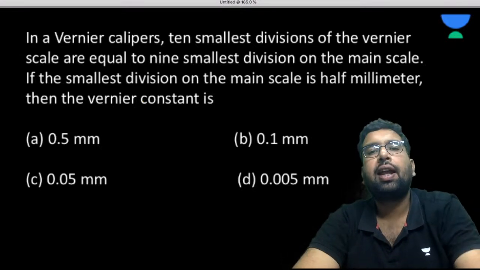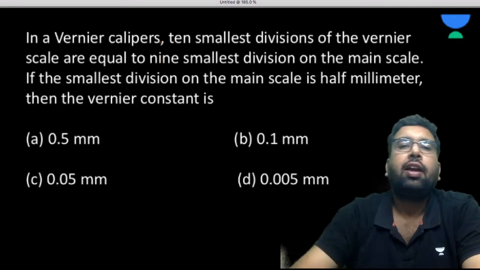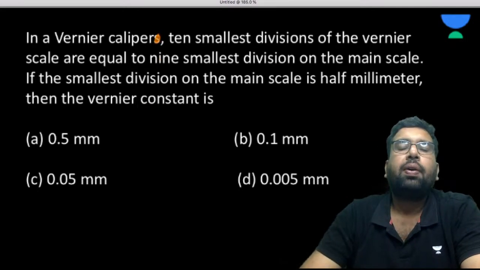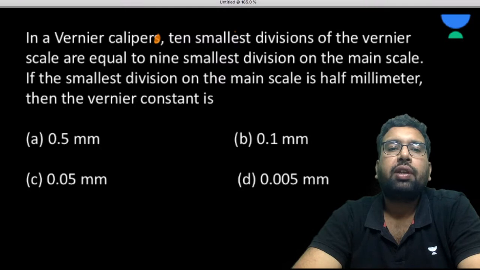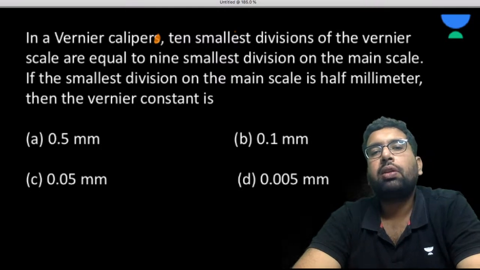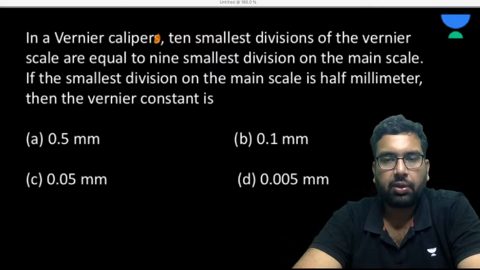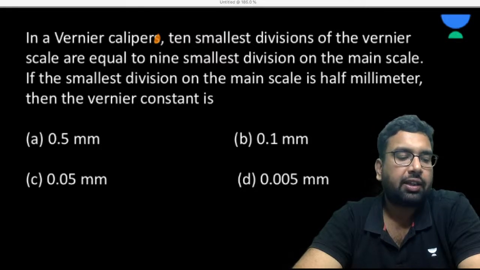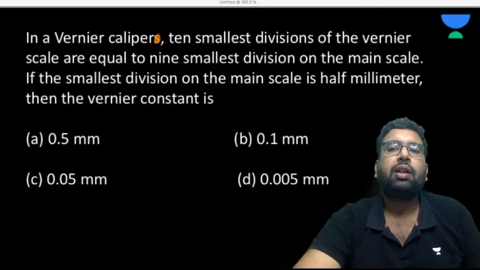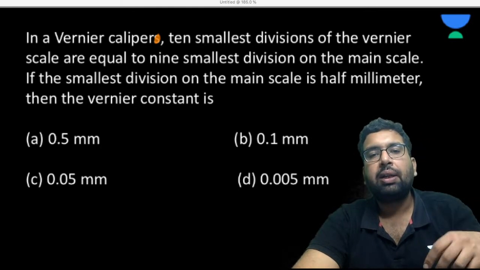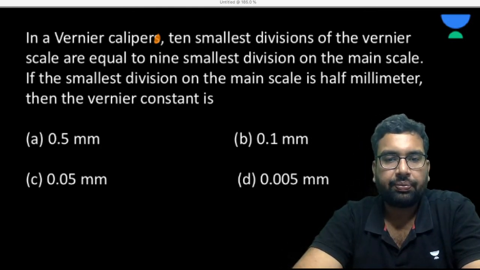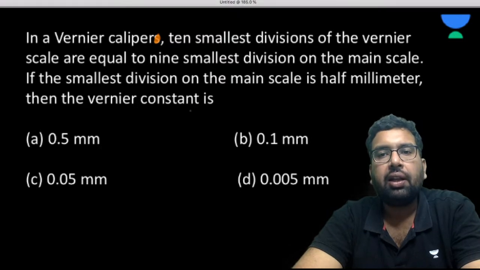So in a vernier caliper, it's not calipers actually, 10 smallest divisions of the vernier scale are equal to 9 smallest divisions on the main scale. Okay, so if the smallest division on the main scale is half millimeter, the vernier constant is. So what is going to be the vernier constant, guys? Basically, they are asking you the least count. So when they are asking the constant of any device, basically that is the least count.